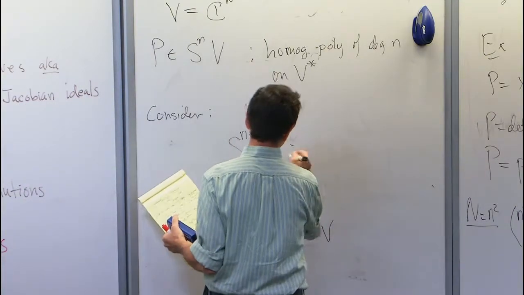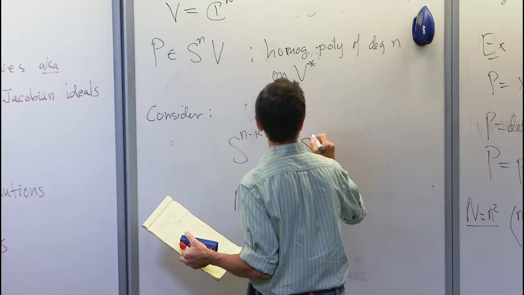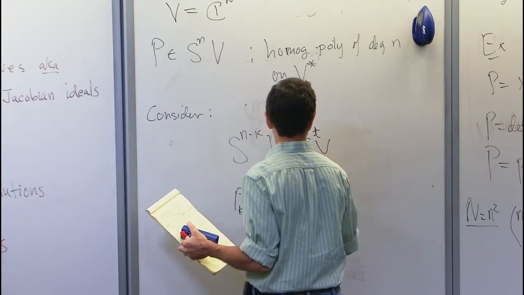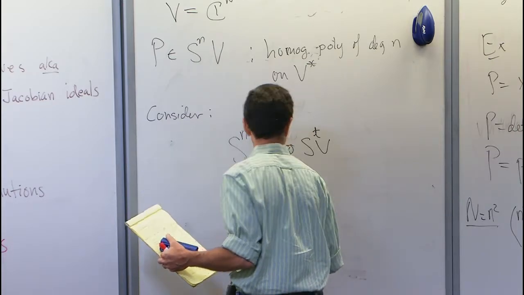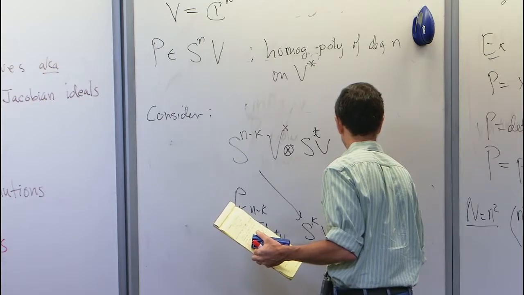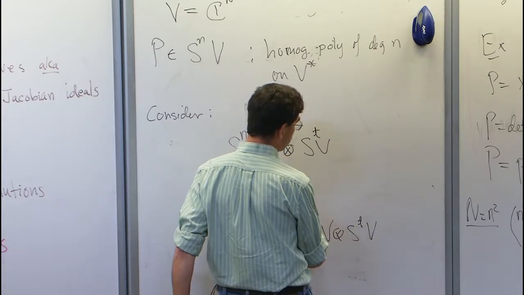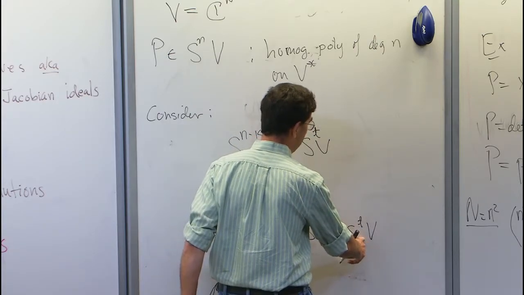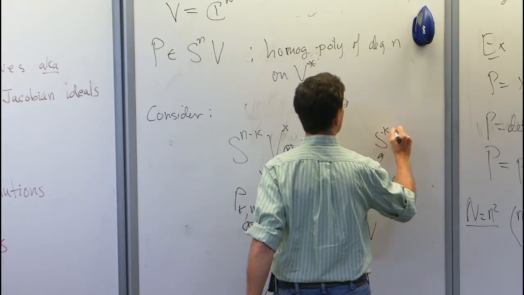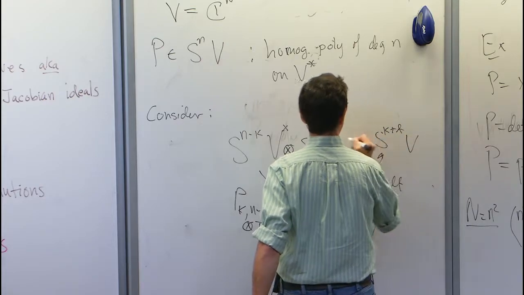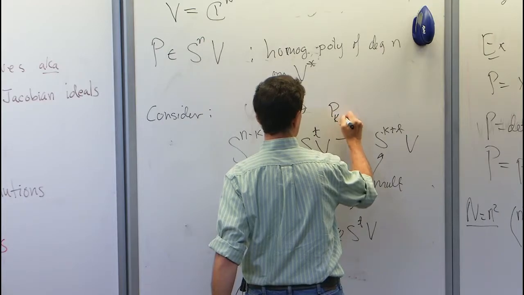Okay, so we have to beef this up. So what I'm going to do is just tensor this with the space of polynomials of degree t, and for the moment do nothing. And now there's a natural map. If I have a homogeneous polynomial of degree k and a homogeneous polynomial of degree t, I can multiply them to get a homogeneous polynomial of degree k plus t. And this is the shifted partial derivatives map.